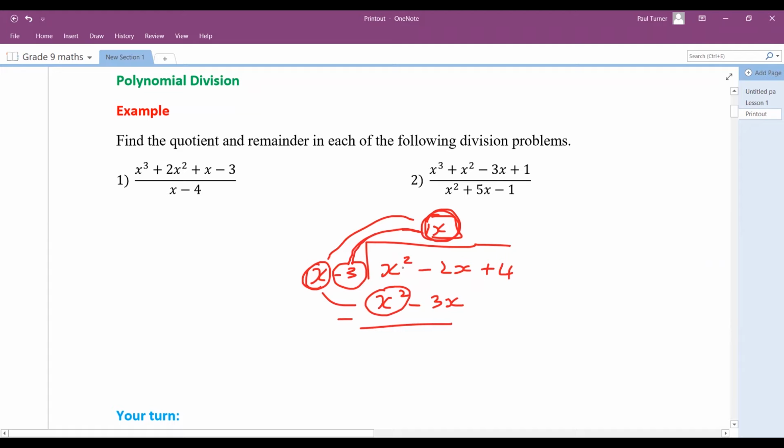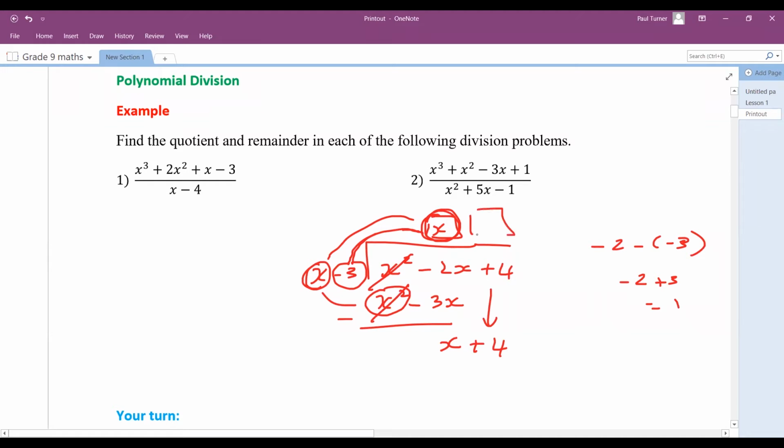And then we subtract. So x squared minus x squared is 0. Minus 2 minus negative 3, what's that? Minus 2 plus 3, which is 1. So this will be x. Okay, and then we drop down the 4 because we need some other number here. So what number goes here?